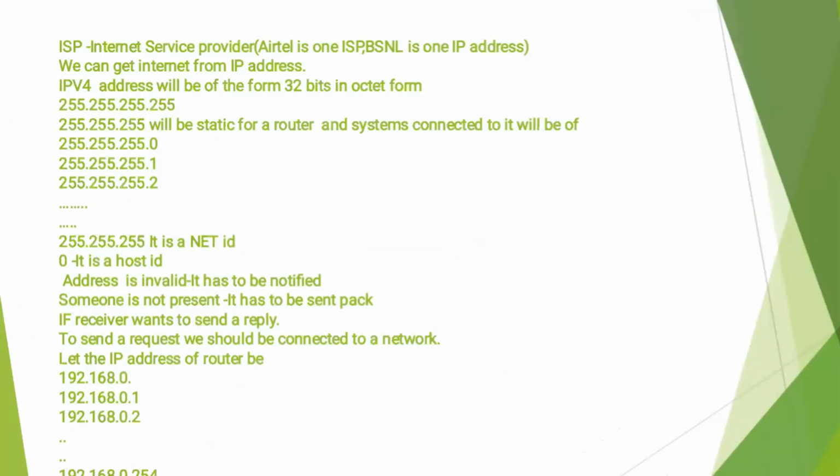We have two types of IP addresses. We'll discuss here the IPv4 address, which is 32 bits and in octet form. In the example below, I have written 255.255.255.255. Each octet has 8 bits, so totally 32 bits, and its range is 0 to 255. Below, I have written some examples: 255.255.255.0, 255.255.255.1, and so on, continuing up to 255. So the maximum connections possible are 255 into 255 into 255 into 255.